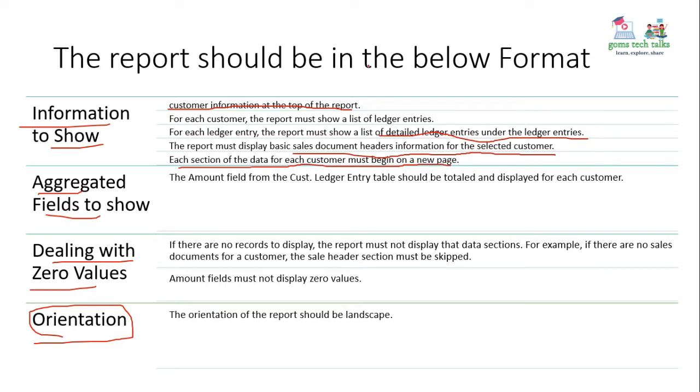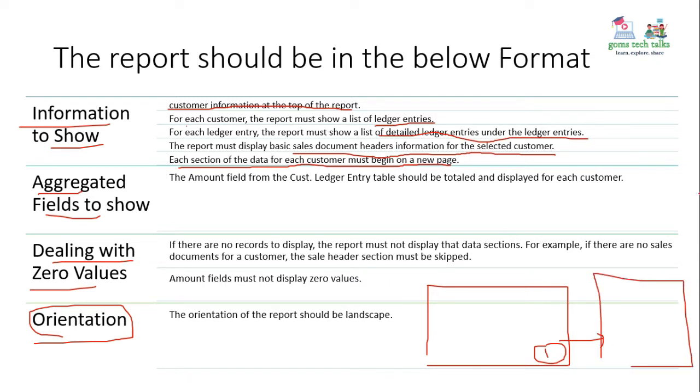For example, if I have 5 customers, then my first customer detail should show up at the top of the report, and then his relevant ledger entries should be in the list, and it should list the detailed ledger entries and the ledger entry section and everything. Okay, this is for one customer. So the first page of the report should show only the first customer information. If I go to the next page, then it should show the next customer information.